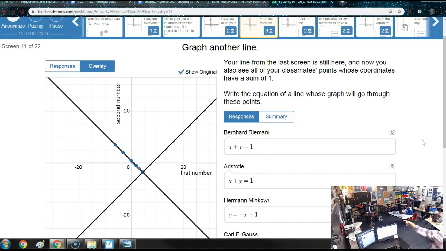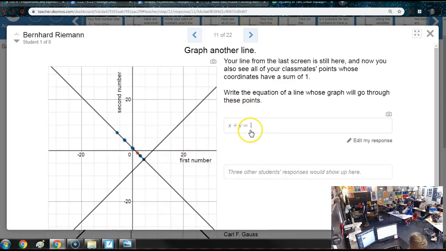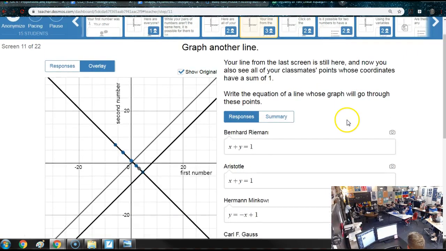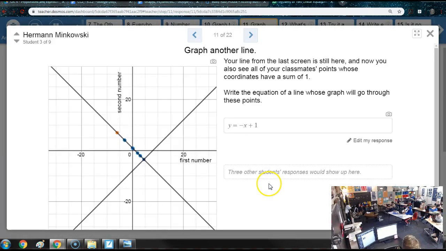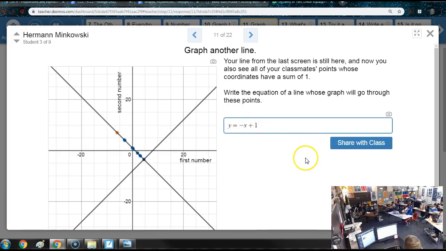So when you look at what Bernard Riemann has right here, x plus y equals 1, the slope is not 1, even though there's a 1 in front of this x, because it's not in y equals form. So Hermann Minkowski put it into y equals form by subtracting x from both sides. And now that it has a negative slope, it's going down. Its y-intercept is at 1.